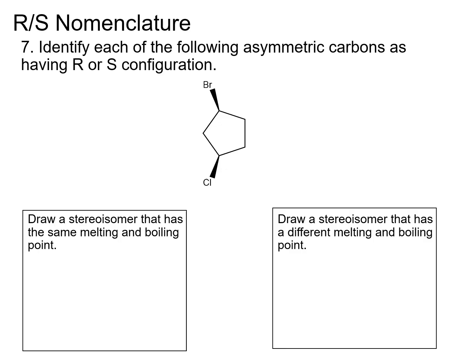This next one was more practice with R and S, so I'll quickly assign here. So I know my hydrogen's going away from us. That means that I'm going to end up seeing this one as S. My hydrogen, again, is going away. If I rank my priorities, this one then is going to be R.